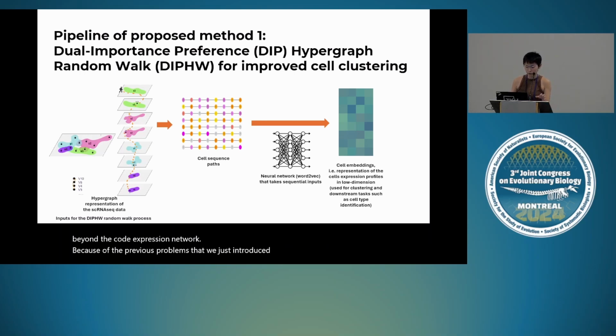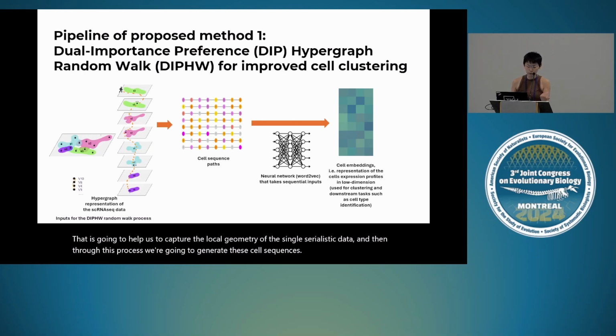Here we are going to show the pipeline of our proposed cell clustering approach. So firstly, we are going to conceptualize the single-cell data as a hypergraph where the nodes are cells and the edges are genes, so that each hyperedge in this data set is going to be a gene, and they will connect to all the cells in which they are actively expressing. And then we're going to conduct a random walk process. This is a sampling process that is going to help us to capture the local geometry of the single-cell RNA-seq data. And then through this process, we're going to generate these cell sequence paths.